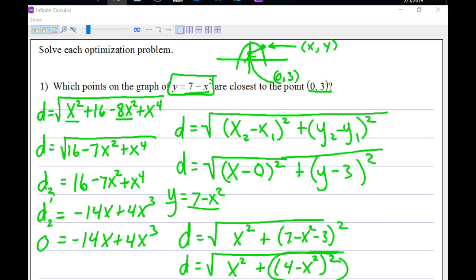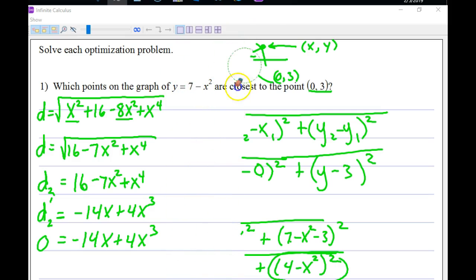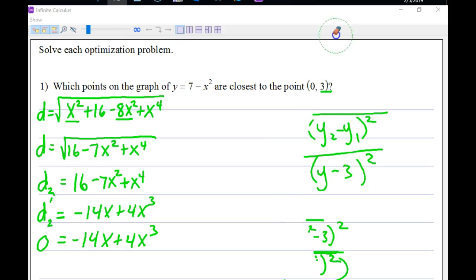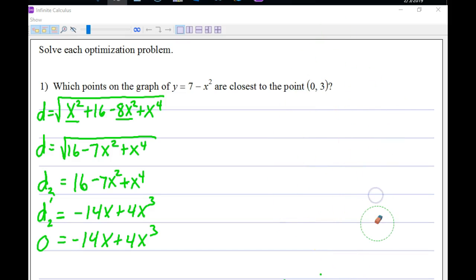And now we can start solving it. That would be a lot easier to find the minimum of than the square root function itself. You can still do it with the square root function, it's just a lot more work. And so I'm just trying to show you guys how to take these problems, which are already kind of lengthy, and make them a little bit easier to do.